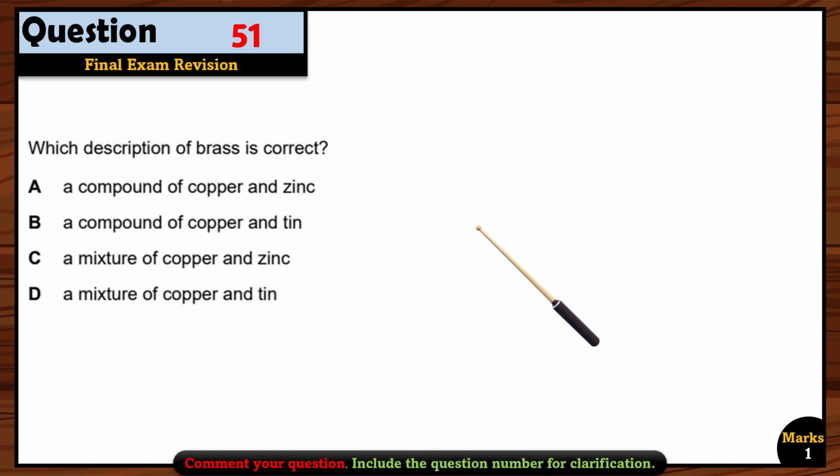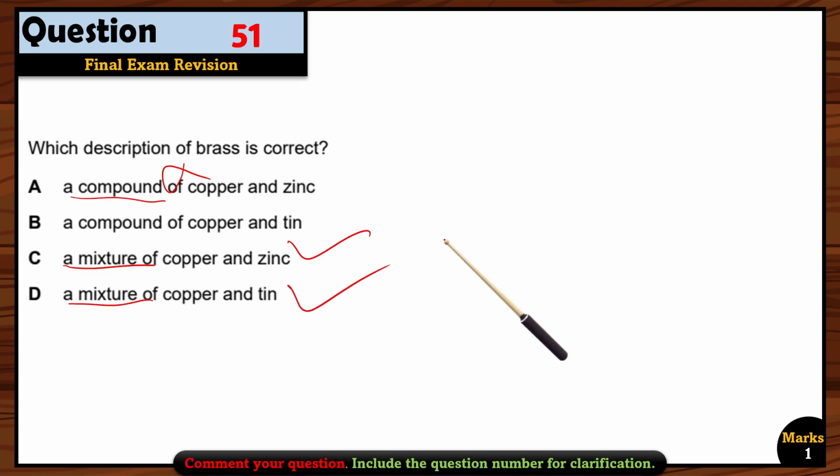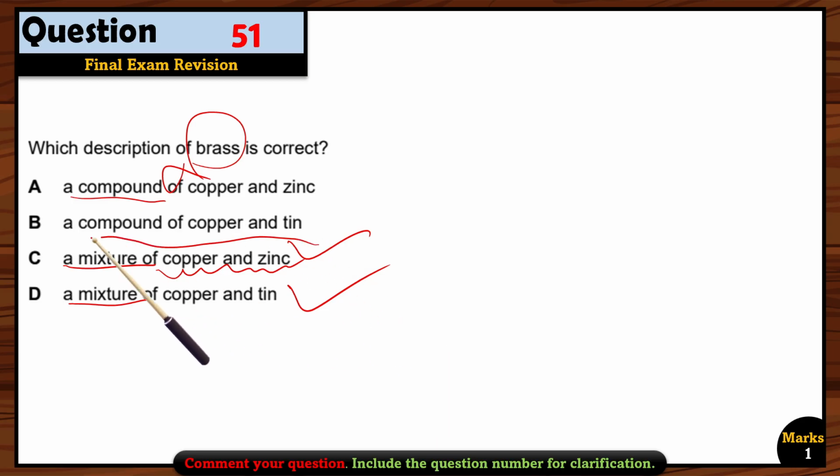Let's see question 51. Which description of brass is correct? It's a compound. Wrong. It's a mixture. Yes, so this option is right. Now it's a mixture of what? Brass. You have to remember it's a mixture of copper and zinc, not tin. Okay, copper and zinc. So option C is the right option.